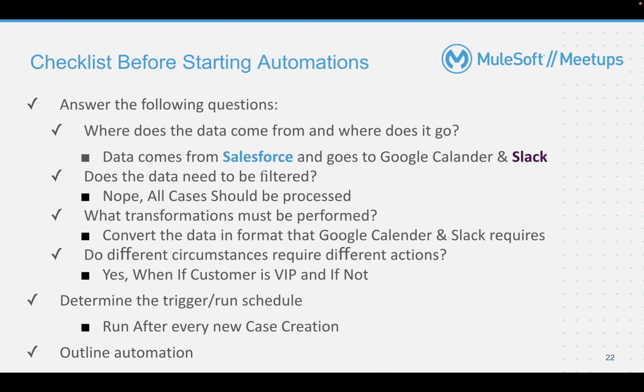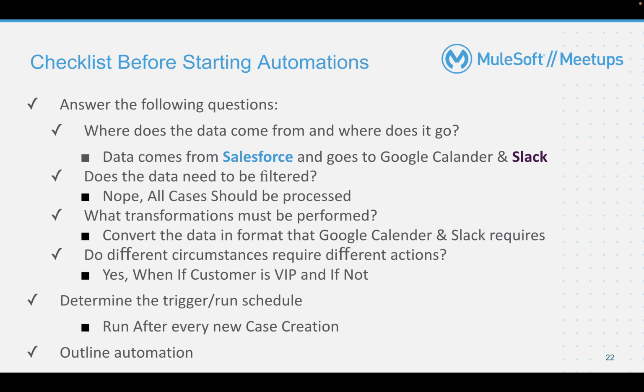If the customer is not a VIP, then I would create another set of actions. For our case, if the customer is VIP, then we would send a Google Calendar invite and inform my regional manager of the case created. If I'm a normal customer to an organization, then my regional service team would be informed of the case creation, and a valid service representative from that team would reach out to me, understand, and solve my problem. Then we need to determine the trigger run and schedule.